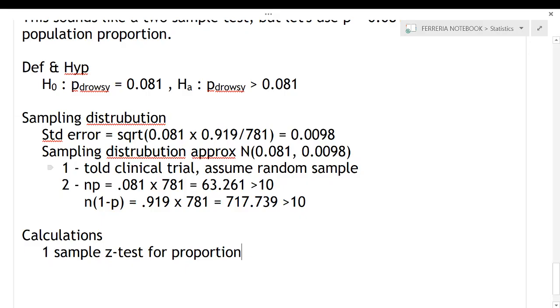All right, so let's calculate this. Standard error is equal to the square root of. Oh, we already did that. What am I doing?